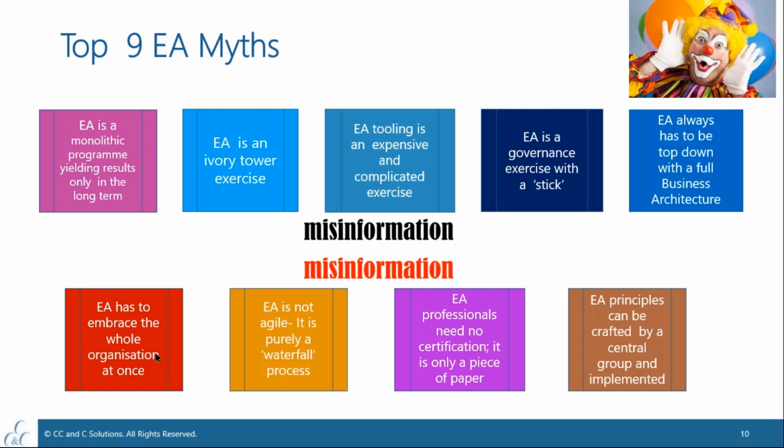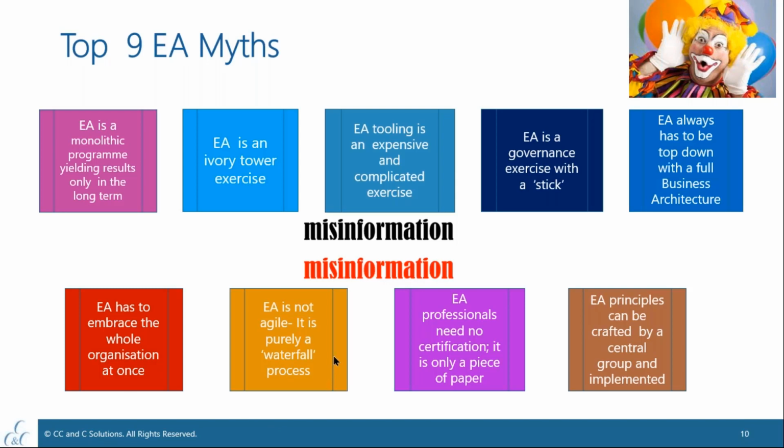The other myth is EA has to embrace the whole organization at the same time. It doesn't have to. You can start with one business unit. You can start with one business pain point and build on it like a Lego system. All the puzzle pieces get fit together.